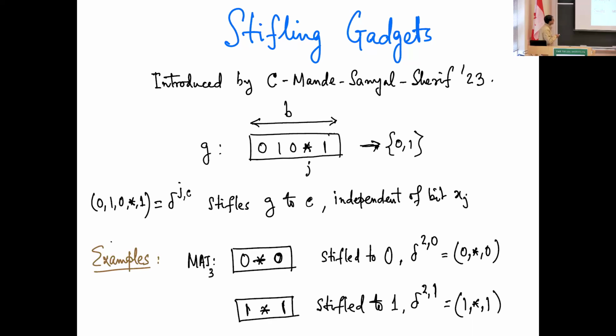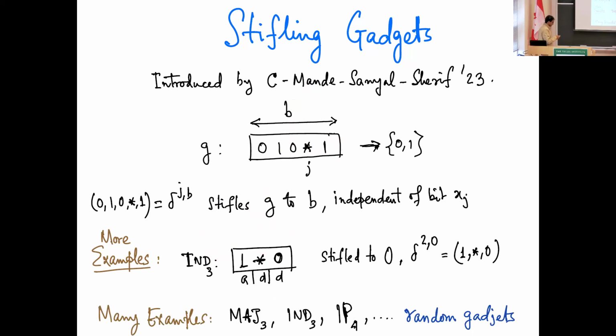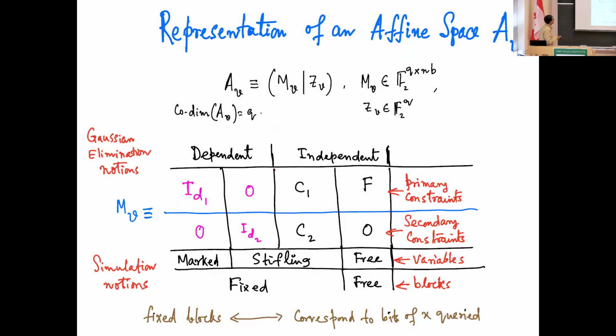Okay, so that's why this is called stifling. Examples of stifling gadgets would be indexing with 3 bits. You can easily see that this is a stifling gadget. And there are many other things like majority, inner product, and so on. Any random gadget is stifling.